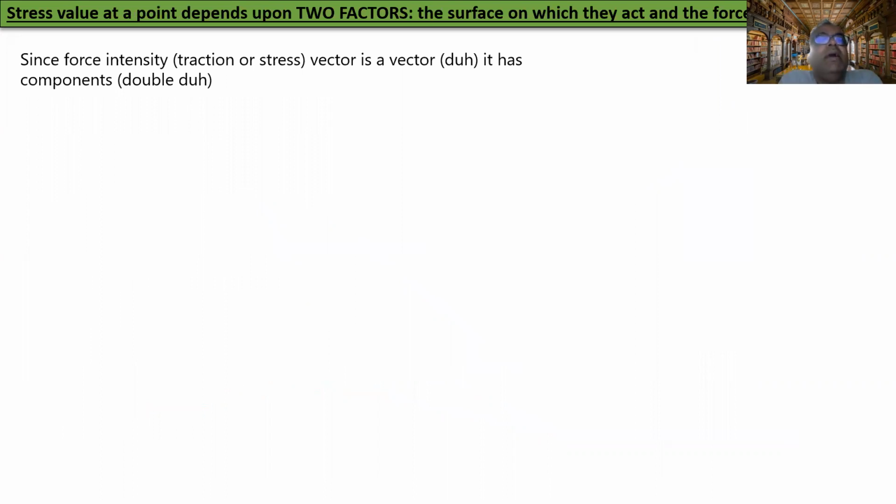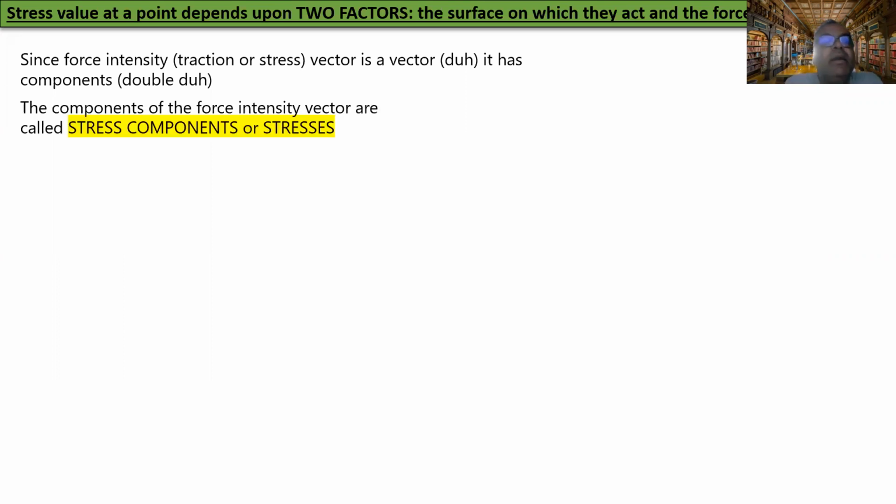So the main idea is the stress value at a particular point. Now we are talking about stress components. Remember the components of the force intensity vector are also called the stress components. So they depend upon two factors, the surface on which they act and the force per unit area. This is because the force intensity vector is a vector, so it has components. And we already mentioned these things are called stress components or casually stresses. So be very careful about this. I always use stress components to mean like force components. They are numbers. When we talk about force intensity, it's a vector. So you have to be careful about which one we are referring to.